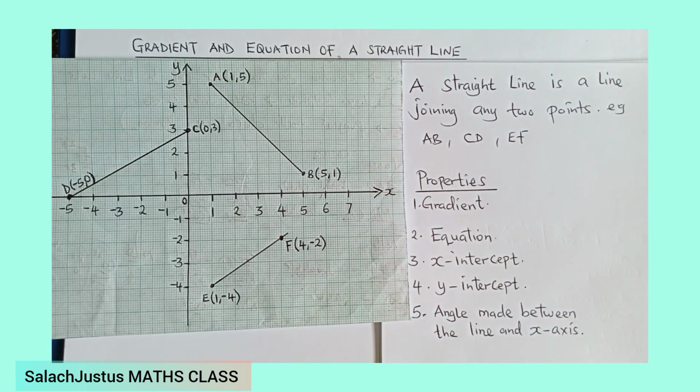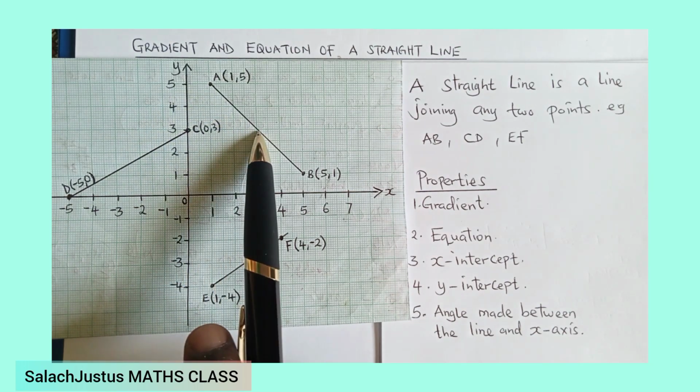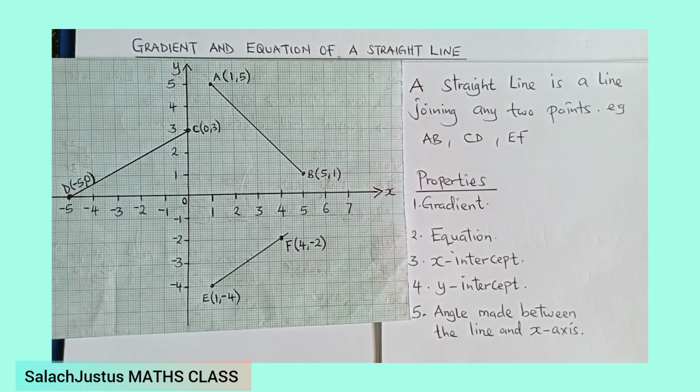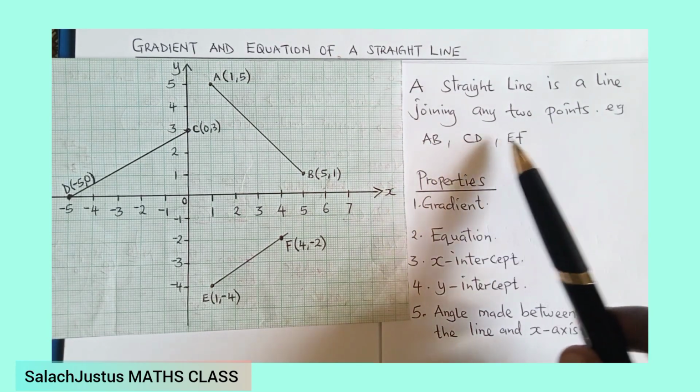Ideally, a straight line is a series of many points. But in this lesson, I want us to say that a straight line is a line joining any 2 points. So I have considered only the endpoints here, but we know that this straight line passes through a series of many other points in between. I've given you examples A, B, C, D, and E, F.